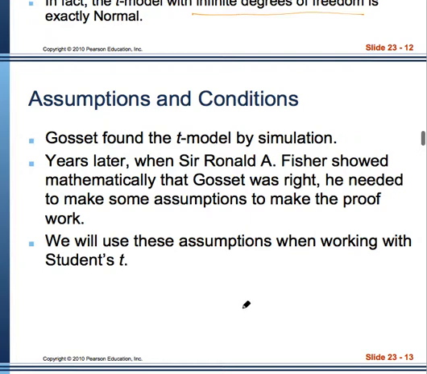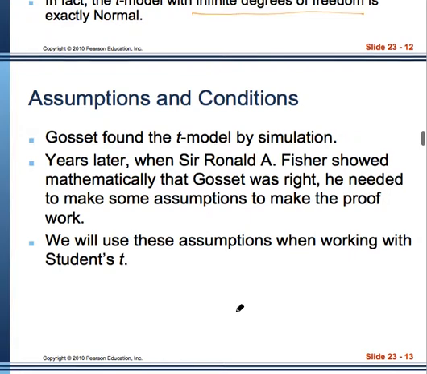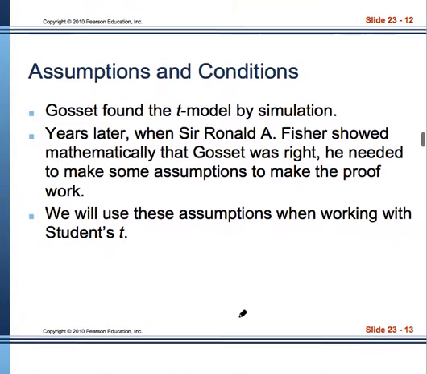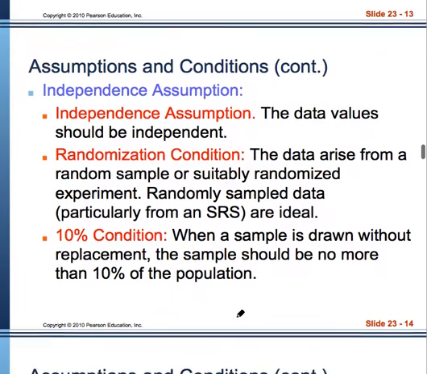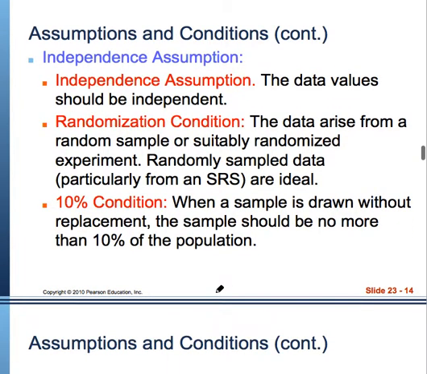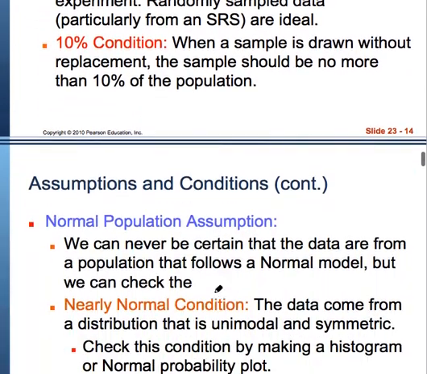Okay, so we just have to make these assumptions just like we've done with the confidence intervals and the hypothesis testing, whether we had one sample proportion or two samples. Okay, so here are the assumptions. You're going to see they look exactly the same, so I'm going to go through these pretty quickly. The independence assumption: the data values should be independent, that it was collected randomized. The 10% condition, those are all exactly the same.